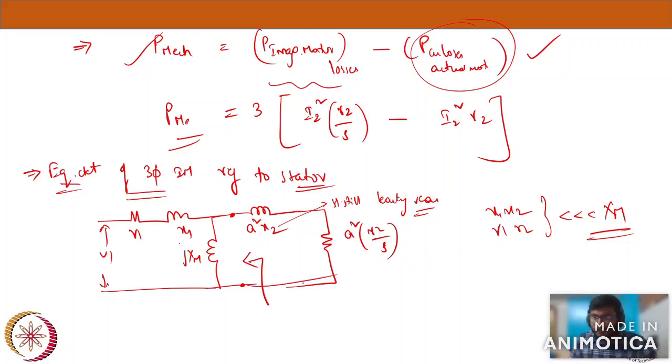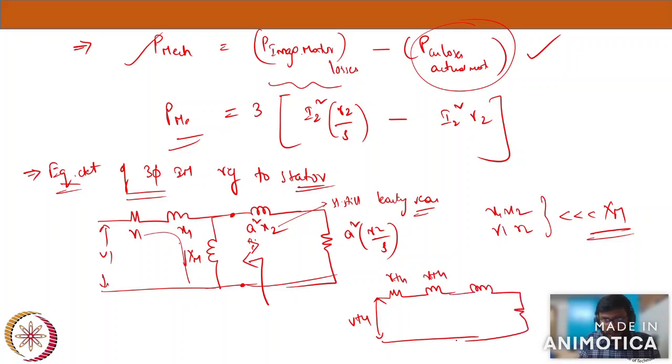What usually people will do is look from here and do the Thevenin's analysis, and they will come up with a circuit like this. There is a VTH, and at this point you see these three branches. You find the RTH and XTH using circuit analysis concepts, and you will have the same a square X2 and a square R2 by s here. That way you will get the equivalent circuit without any parallel branch.